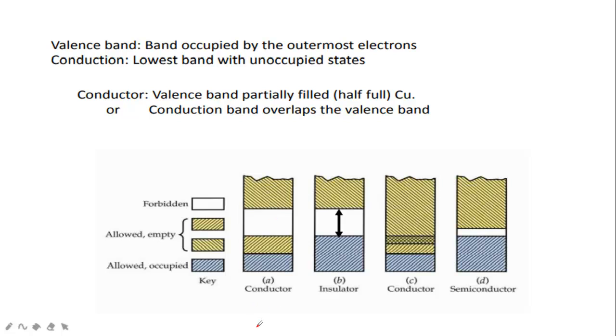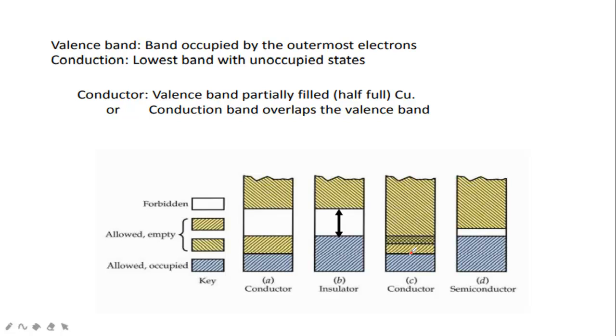Now look at this figure number A. It is a conductor. Why? Because we can see allowed or occupied plus empty bands are overlapping each other. Yeah, it is an insulator. Why? Because there is a large energy gap between allowed and occupied band to the allowed and empty band.